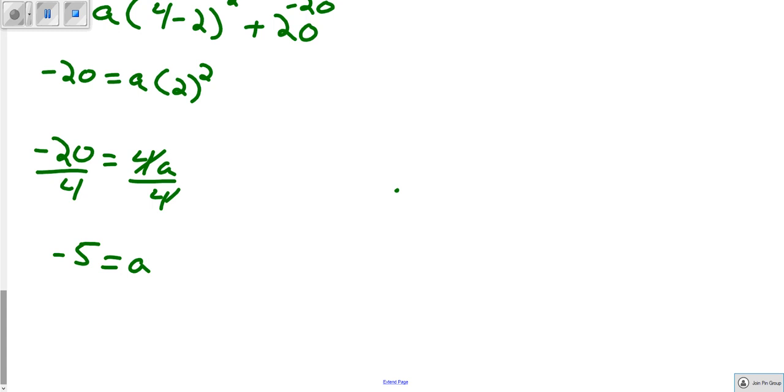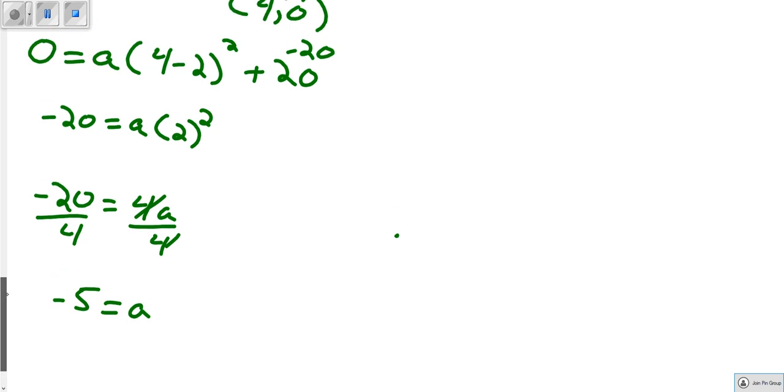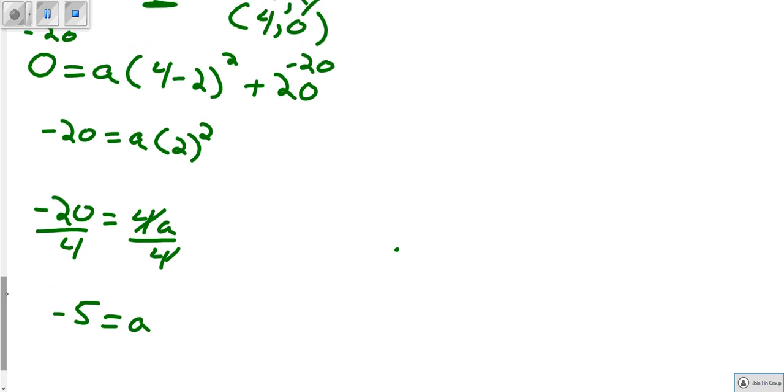Okay? Does that make sense what I've done there? Well, mine's different, because I got 10. All right, so my A value is negative 5. So then all I do, my equation looks like this. Y equals negative 5 times (X minus 2) squared plus 20.